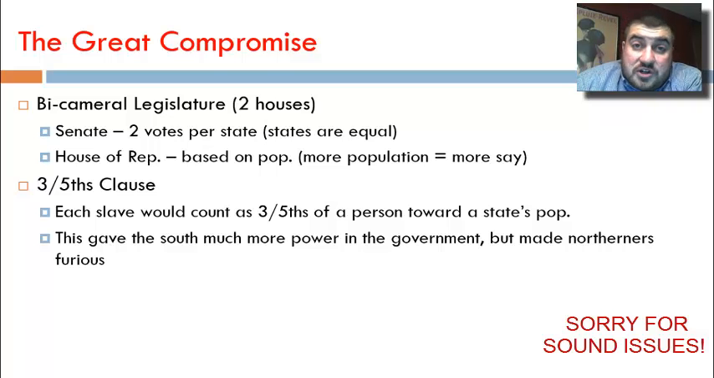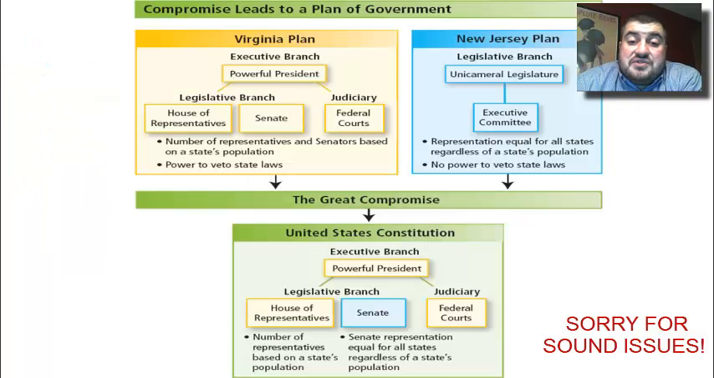Here is a graphic organizer. You can see the Virginia plan in orange, the New Jersey plan in blue, and the aspects of both that go into the U.S. Constitution today. We still have a Senate where all the states are equal, all states get 2 votes, and the House of Representatives, the number is based on a state's population. For example, today Indiana has 9 and California has 55 because they are a more populous state than Indiana. They're the most populous state.